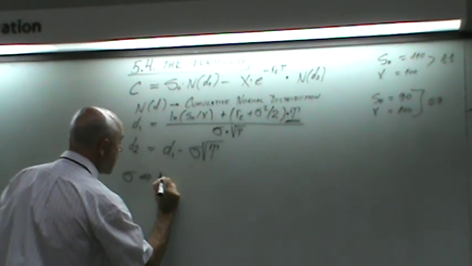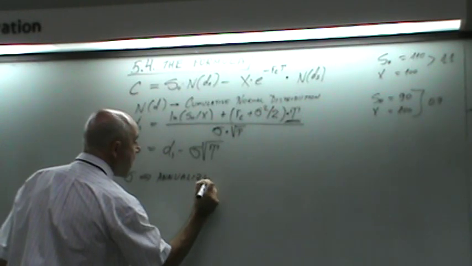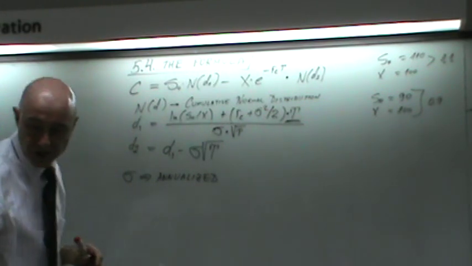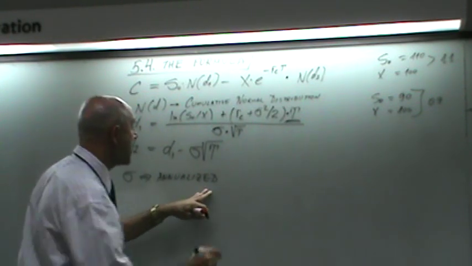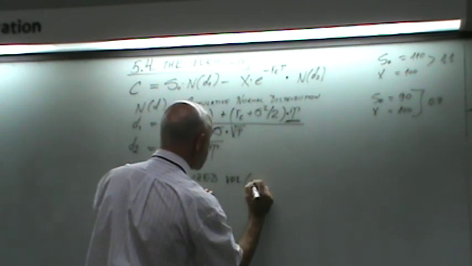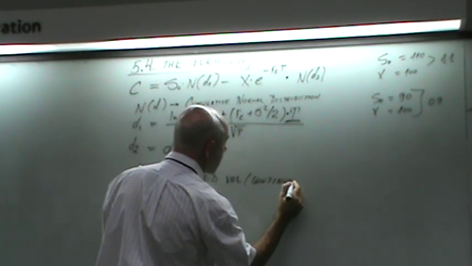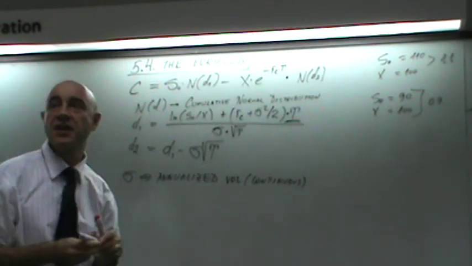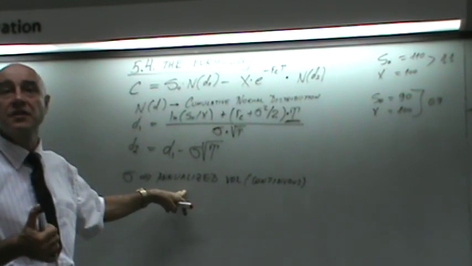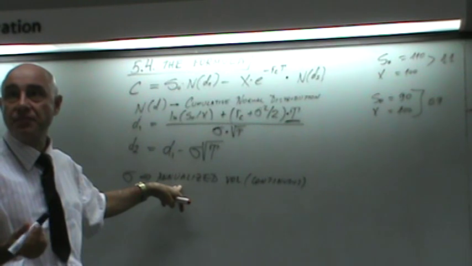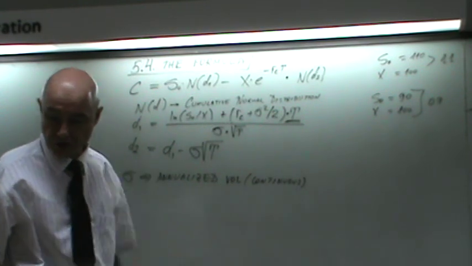Sigma is annualized and it has to be continuous. Annualized volatility of continuous. So whatever is the continuous volatility, you have to annualize it, okay? You annualize the continuous volatility, in other words, the continuous return.